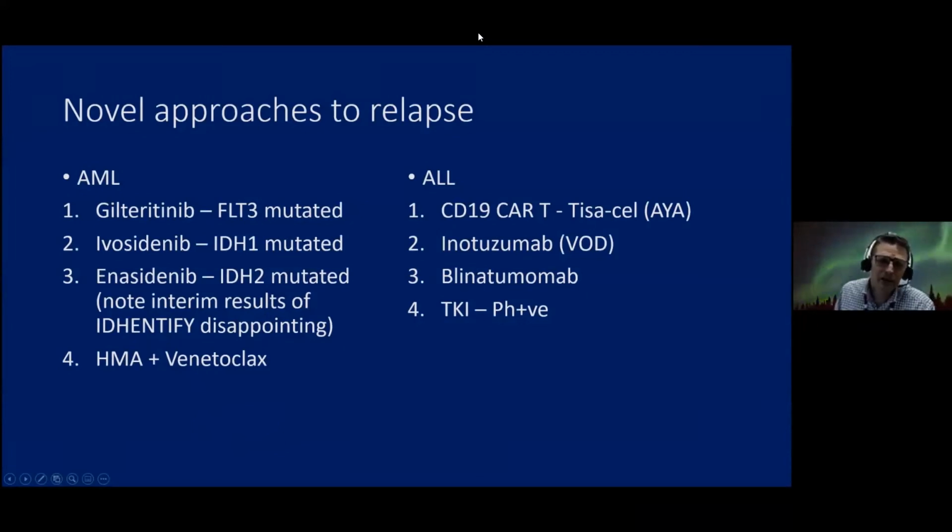So in the area of ALL, we have CD19 CAR T cells, and in Australia, we're able to access tisagenlecleucel for adolescent and young adults relapsing post-allograft, which is encouraging. For older patients, we really need to link them to clinical trials to access CD19 CAR Ts. And we have inotuzumab, with concerns obviously around veno-occlusive disease, blinatumomab, and TKIs, but all these are measures to control disease whilst inducing a graft versus malignancy effect.